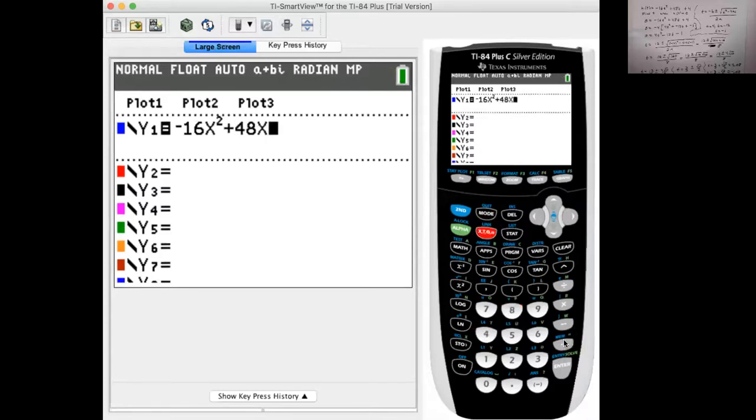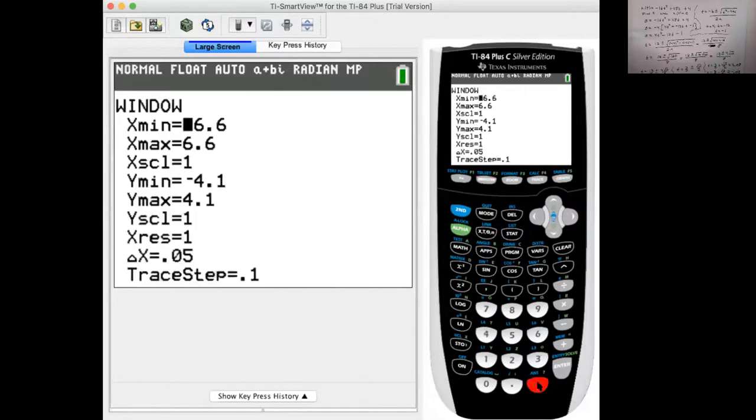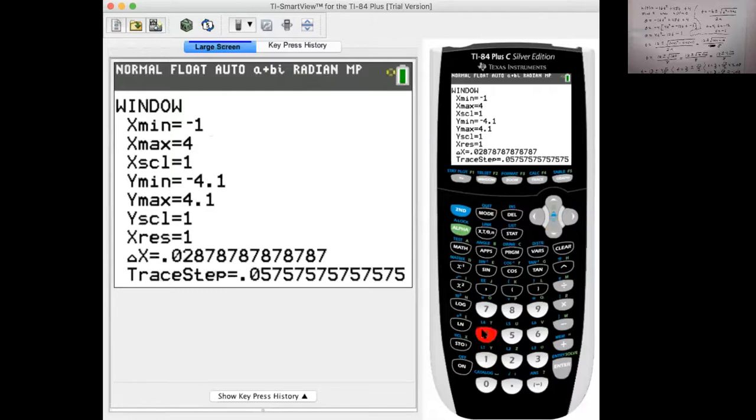Plus 4. Now, one of our biggest challenges is determining a reasonable window. We're seeing it's hitting the ground a little bit after 3 seconds, so I don't need a whole lot of x. I like to have some negative, so maybe negative 1 to 4 with the scale of 1. Now, we know it's got to get as high as 36 at least, so maybe I want to go to double that for the maximum. Maybe I'll go to 72.